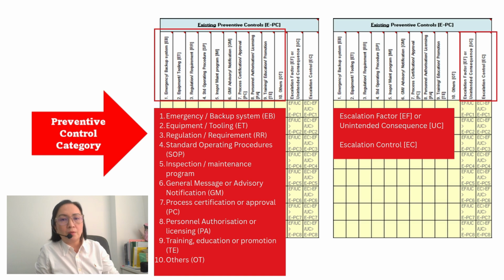Number 7, Process Certification or Approval, PC. Number 8, Personnel Authorization or Licensing, PA. Number 9, Training, Education or Promotion, TE. And number 10, Others, OT.